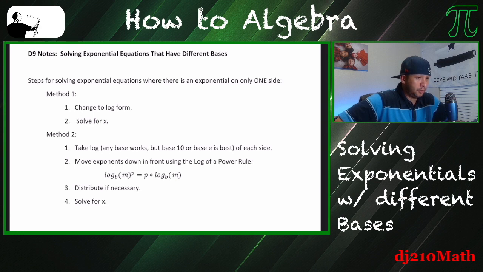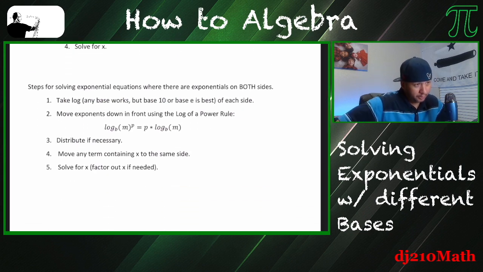Okay, solving exponentials with different bases. So this is probably one of my favorite techniques. Here are the methods. The 2 different scenarios: we're going to have an exponential, right? A base that has an exponent. The variable will typically be in the exponent, and we have to figure out somehow of solving for x, right? So you're either going to have an exponential just on one side of the equation, or you're going to have an exponential where it's on both sides of the equation.